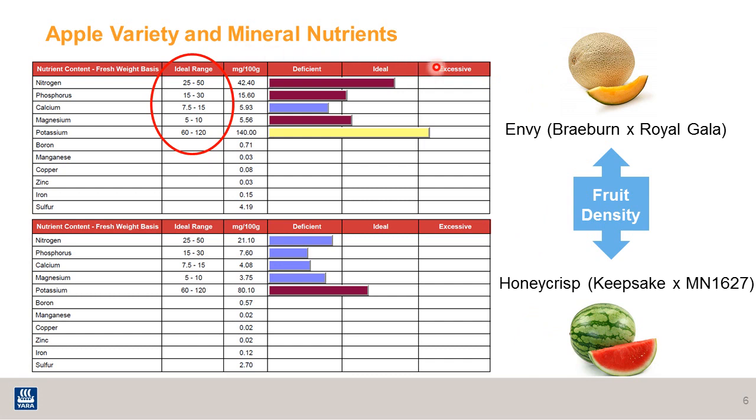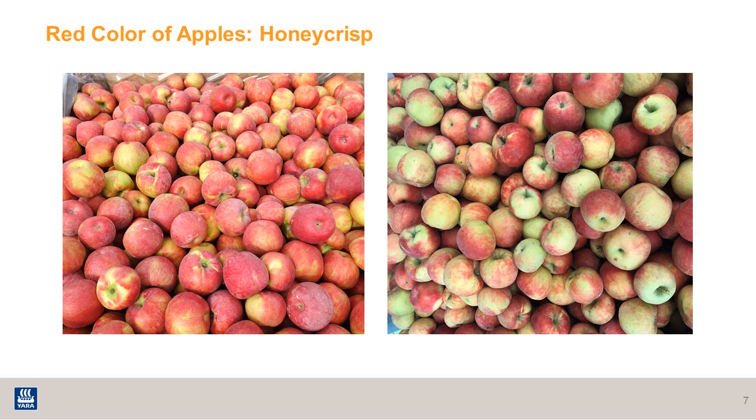But the point here is that different varieties of apples will have very different nutrient composition, and you need to be aware of that. Nutrients will play a role in how the fruit will color up in the field, and I will cover some of the nutrient profile of the Honeycrisp apples to show you what the differences are between the fruit that has a lot more color and the fruit that doesn't have very much color.